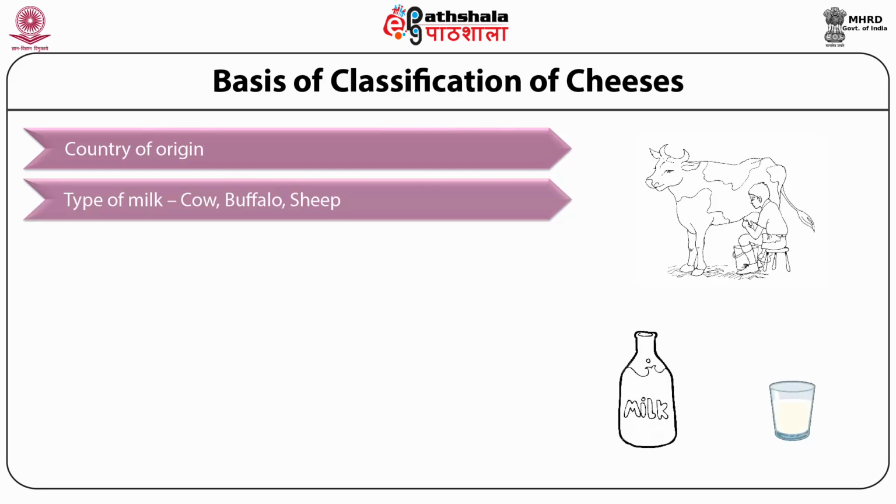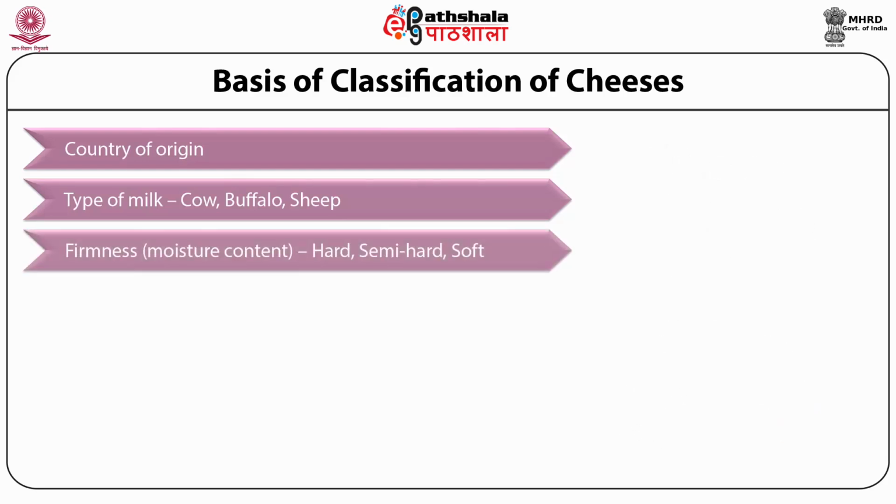The third criterion is based on moisture content, that is, the firmness of the product. Based on such classification, you can class the cheese as hard variety, semi-hard variety, and even soft variety of cheeses. To give an example, cottage cheese, mozzarella cheese, and feta cheese are soft varieties of cheese, whereas hard cheeses are cheddar, Gouda, Edam, etc.